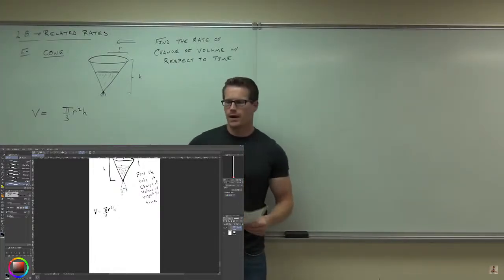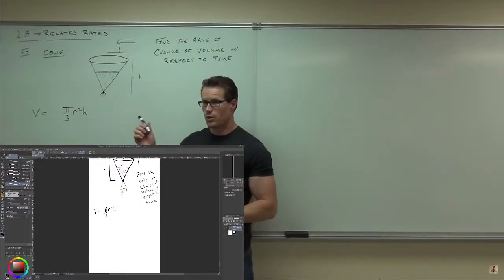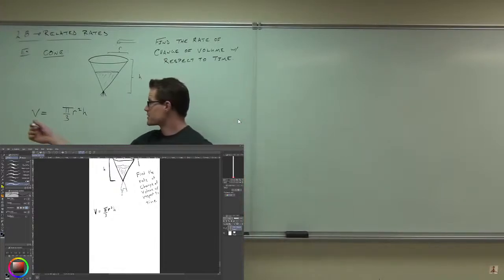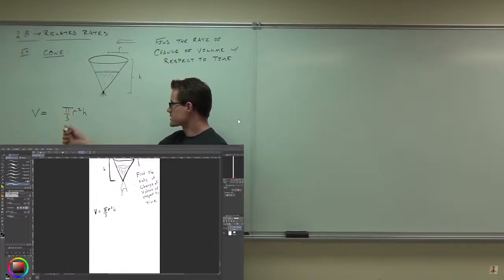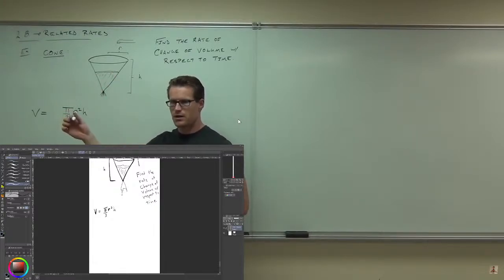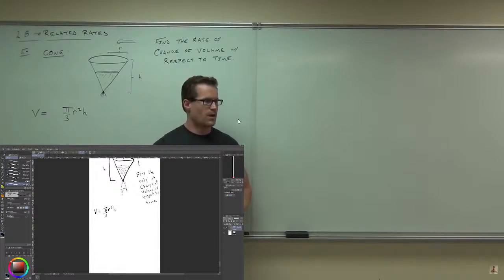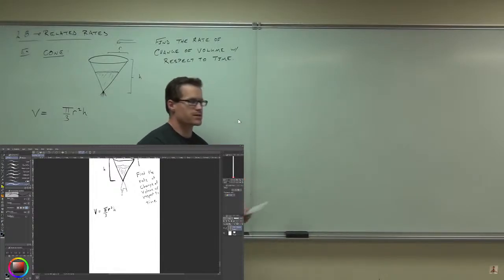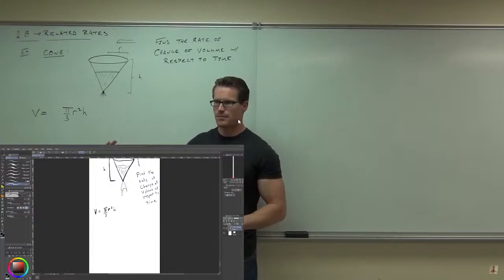Now here's the deal. This relates what we want it to relate. Look at the board. It relates volume with the radius and the height. That's all of our measurements up here. Are you agreed on that? You've got to have that for a related rate problem. But the other problem is, is there any time anywhere?